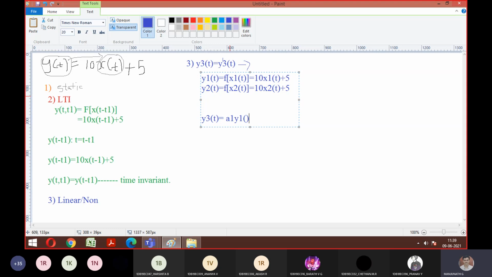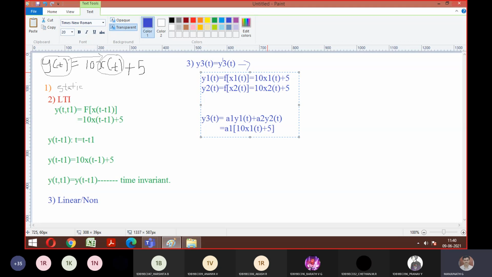So can I write the formula like this? Is it correct what I'm writing? The same procedure I want to follow from the next problem onwards, so go one by one. Is that okay? This is the formula. A1, A2 are just arbitrary constants. Is it okay till here? Good. A1 is a constant, keep it as it is. What is the formula for y1? We have proved it above, right? It is 10 x1 of t plus 5.